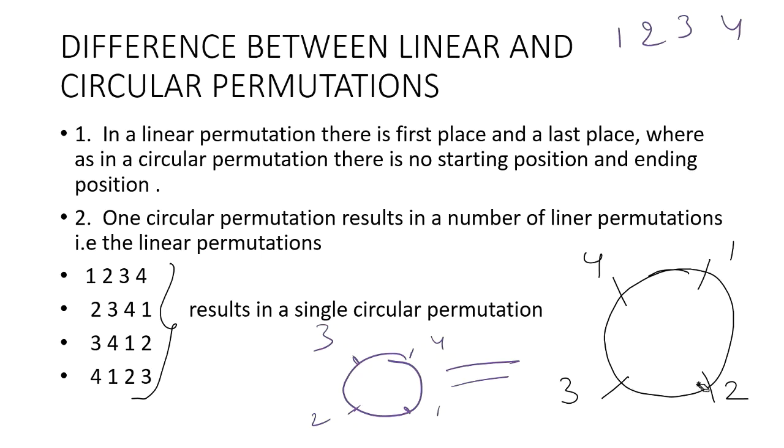But when you come to this circular permutation, we cannot say that 1 is in the first position, we cannot say that 2 is in the second position, and so on. All that we can say is 2 is on the right hand side of 1, or in the clockwise direction of 1, and 3 is in the clockwise direction of 2, and 4 is in the clockwise direction of 3. So these are the differences between linear permutations and circular permutations.